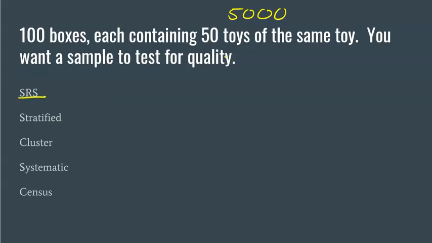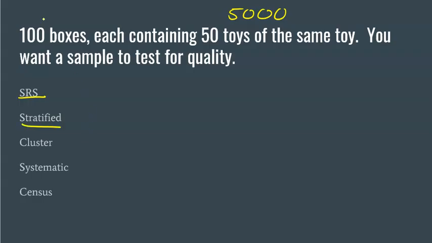So for a simple random sample, every single toy would have to get a unique number. I could go 0, 0, 0, 1 all the way through 5,000. I would then have to use a computer, a table, or put all the numbers in a hat and then choose, let's just say 25, whatever your sample size is. It's completely up to you how many you want to pick in your sample. But that would be how you do a simple random sample.